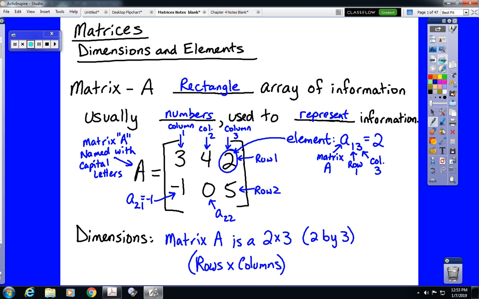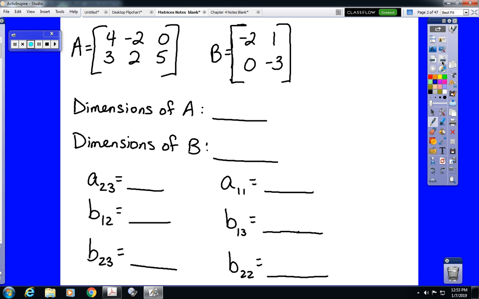Alright, so let's look at some example problems of what you're going to see on the homework. The bottom section of the homework is going to ask you to state the dimensions of a couple of different matrices. So matrix A, I'm not sure that might be the same matrix from the previous page, but it has the same dimensions. It has 2 rows and 3 columns. So we would say it is a 2 by 3 matrix because it has 2 rows and 3 columns.